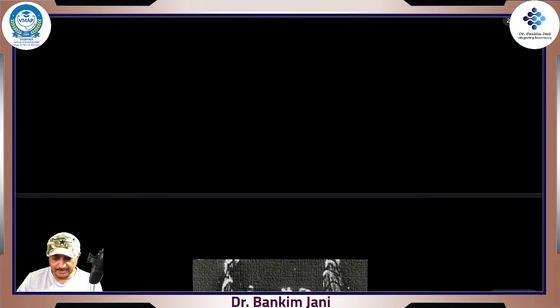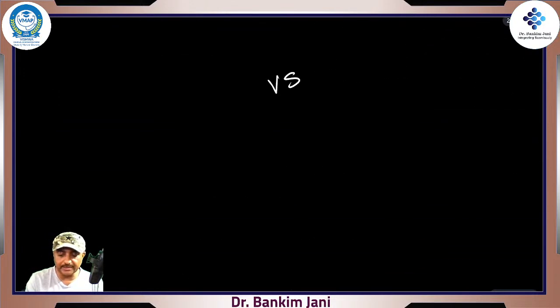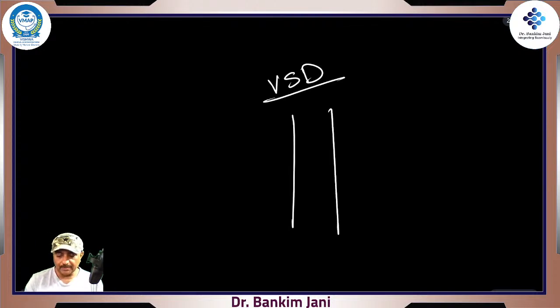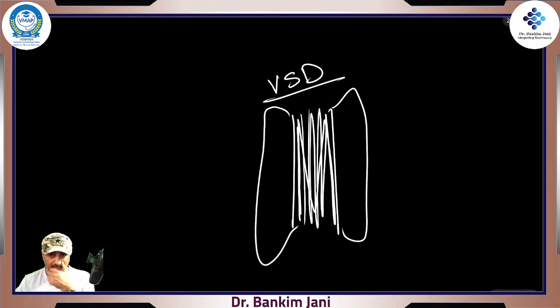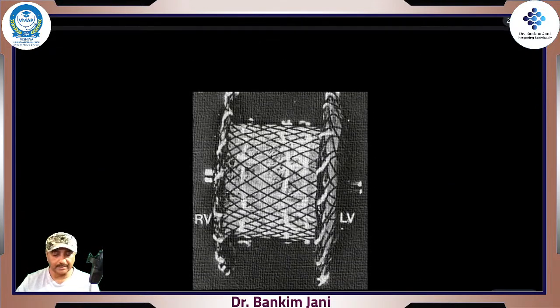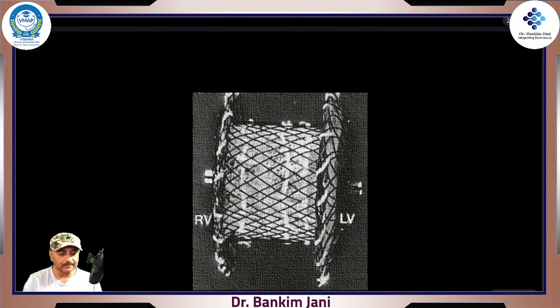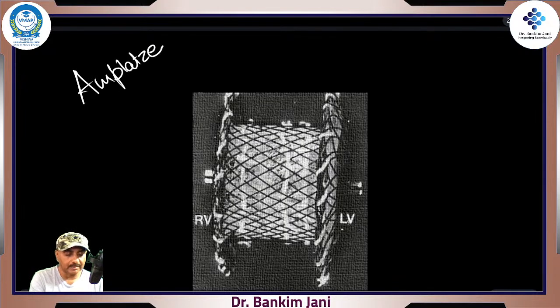When it is VSD, it means the ventricular septum itself is thick. So there has to be a thick middle portion in that Amplatzer, and then on both sides, because it is a big gap, both sides should be big, right? See here, and you know it. So this is the Amplatzer VSD occluder.